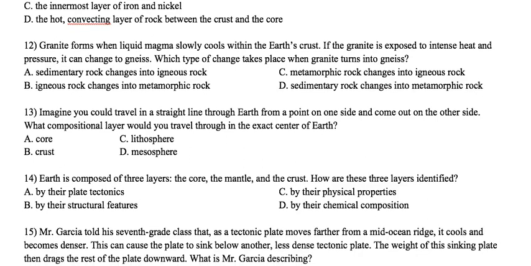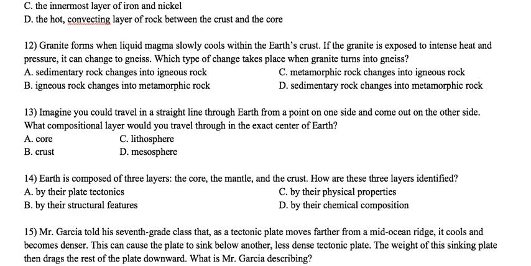Question 12. Granite forms when liquid magma slowly cools within the Earth's crust. If the granite is exposed to intense heat and pressure, it can change to gneiss. Which type of change takes place when granite turns to gneiss? A, sedimentary rock changes into igneous. B, igneous rock changes into metamorphic. C, metamorphic rock changes into igneous rock. D, sedimentary rock changes into metamorphic rock.